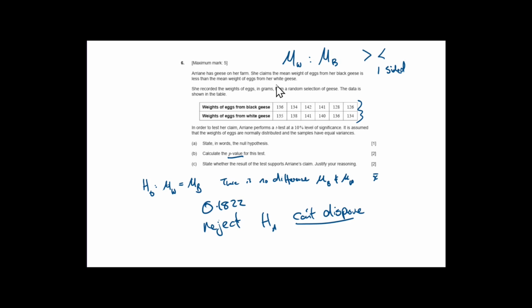Although I suspect that if we said two-sided, that the mean of this is equal to the mean of the other one, the white and the black geese, I suspect that we wouldn't be able to reject the null hypothesis, but yeah, it's one-sided. It is what it is.